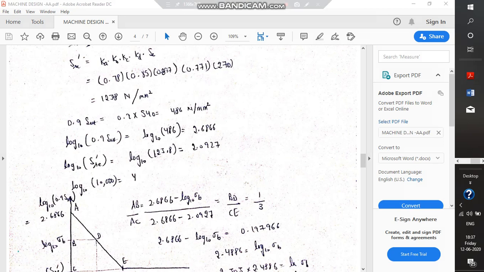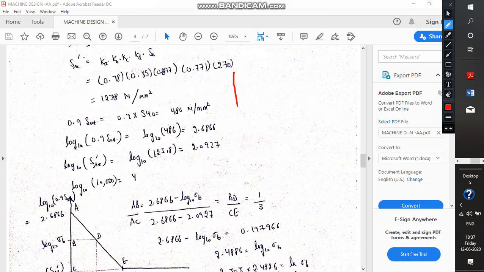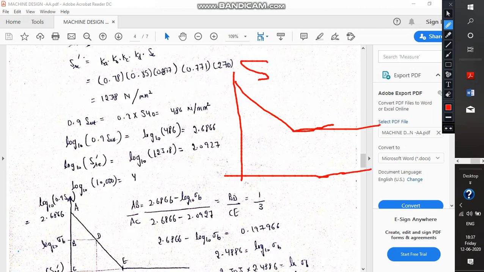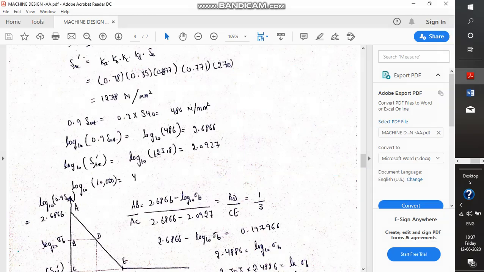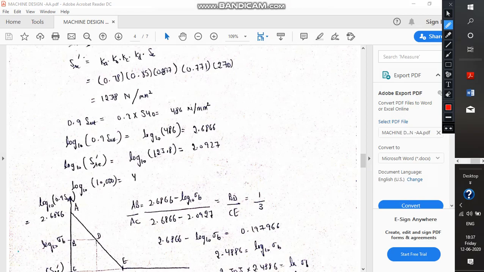Now, for such type of finite life questions, we are going to use the S-N diagram. And the S-N diagram I had also explained in the previous video. S-N diagram, or we also say it is the Wohler diagram. Its second name is the Wohler diagram. Now what we have got after the multiplication of these derating factors and the approximated endurance limit, it comes out to be 123.8 Newton per mm square.